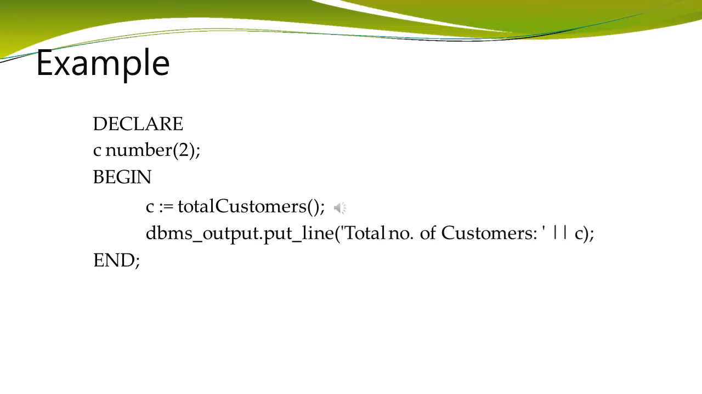here is an example of calling the function. DECLARE c NUMBER(2); BEGIN c := total_customers(); dbms_output.put_line('Total number of customers is ' || c); END. When the above code is executed at the SQL prompt, it produces the result.